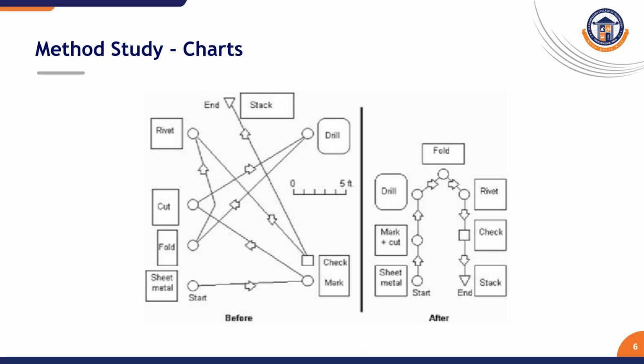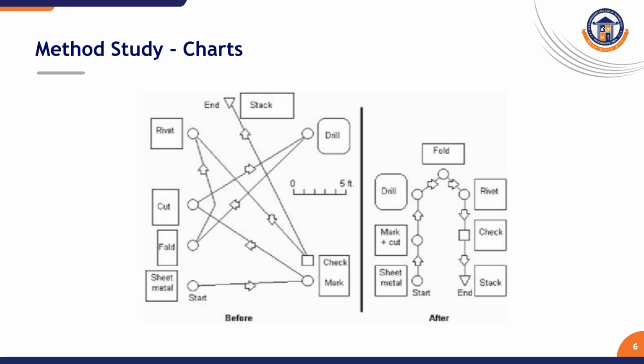Then we come to another chart, a string diagram. On the left-hand side is how it was before utilizing method study. On the right-hand side is how it was after. Here you can see the sheet metal folded and cut. The O is an operation. The upside-down triangle is a temporary stock place, that is, a storing place. The arrows are for direction. You start on the left-hand side with sheet metal, it goes for marking, from marking to cutting, from cutting to drilling, and comes back to fold.